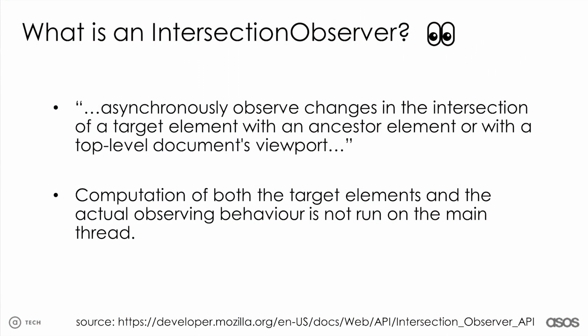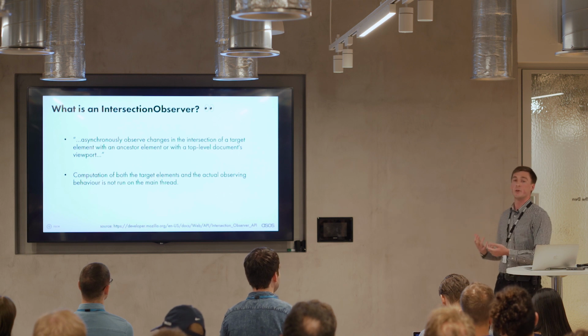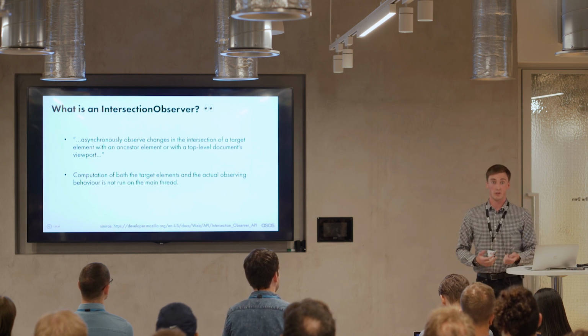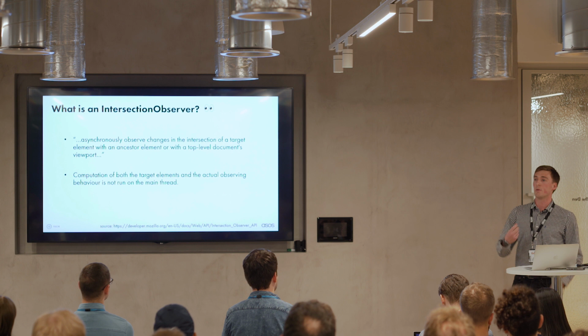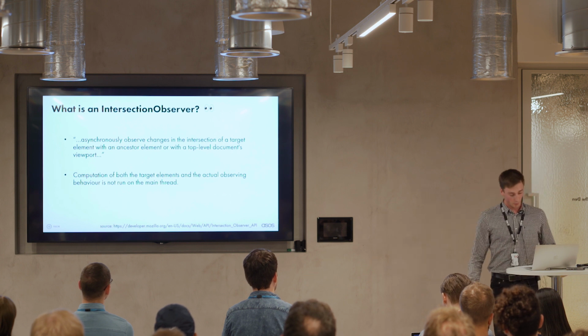Now, for those of you that don't know what an intersection observer is, it's a relatively modern API that allows you to observe intersections, i.e. when any element intersects with any other, i.e. the viewport, it will fire an event. And this is quite useful.